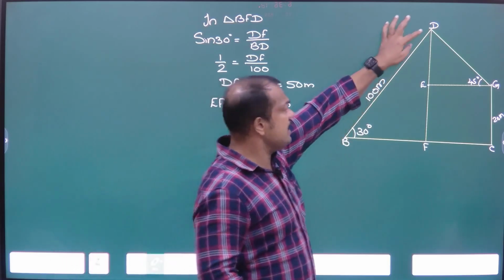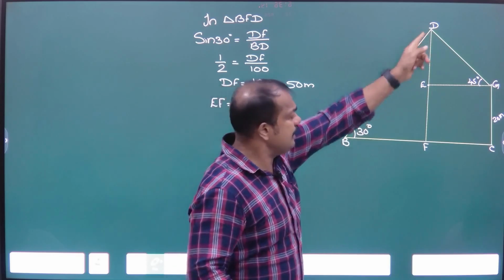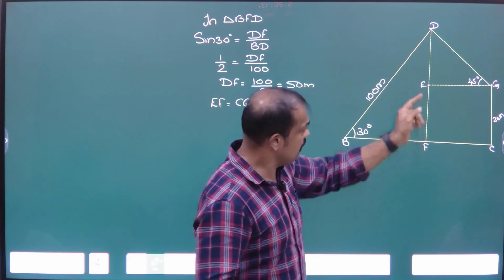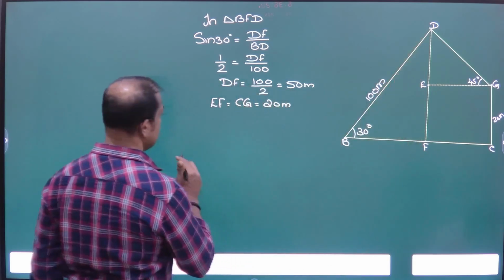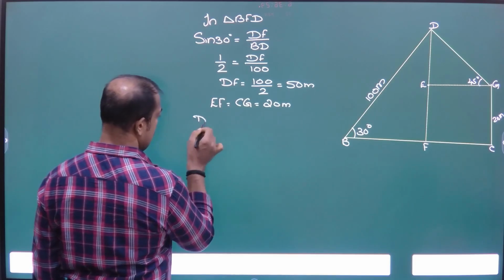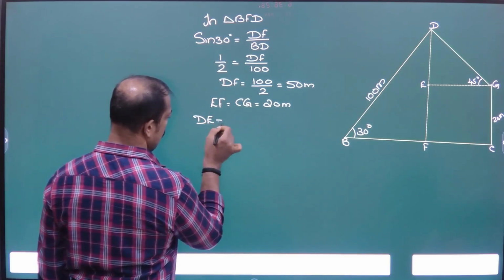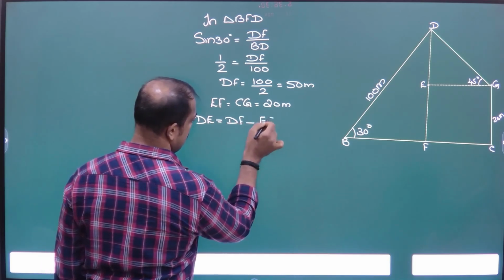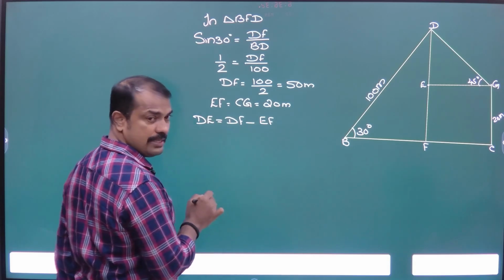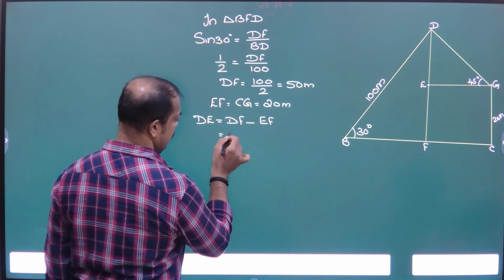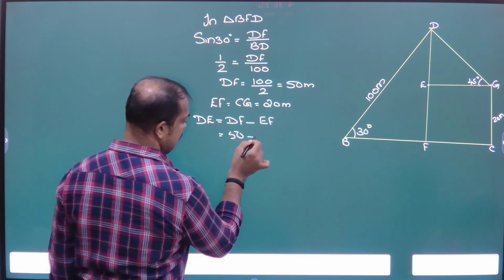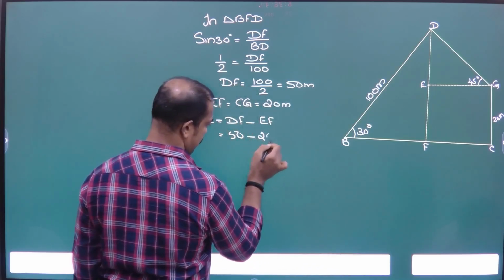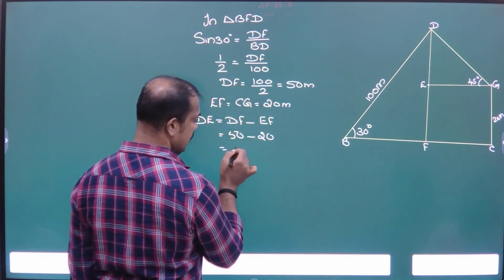Now we can find DE. What is DF? 50, and EF is 20. So DE is equal to DF minus EF, which is 50 minus 20, so DE is 30.